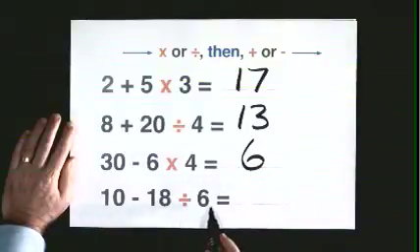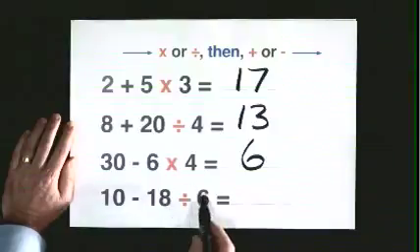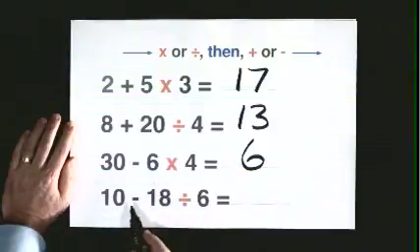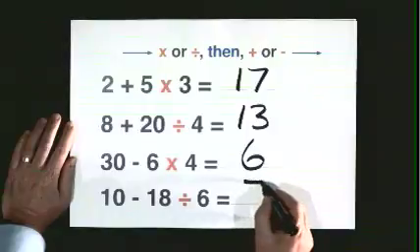Left to right, we must do the divide first. 18 divided by 6 is 3, 10 subtract 3 is 7.